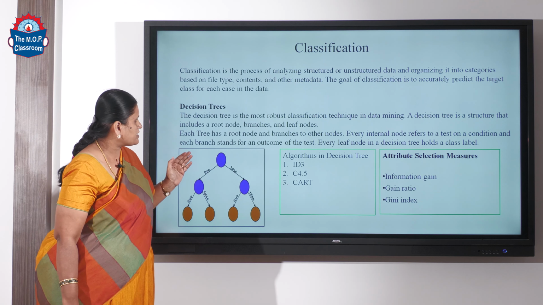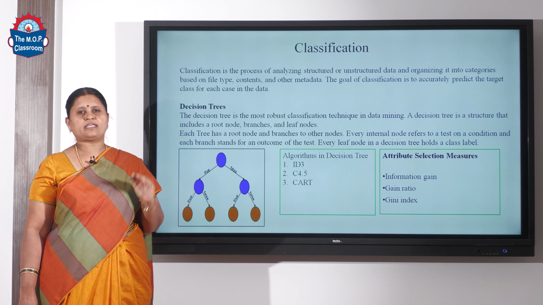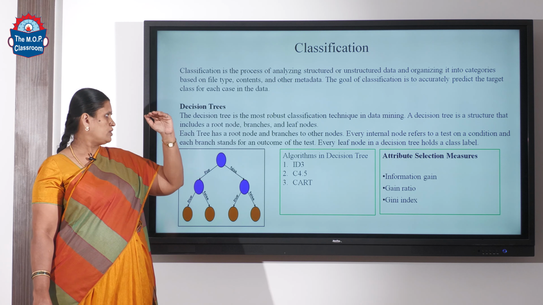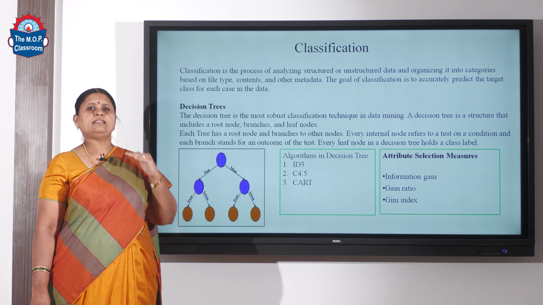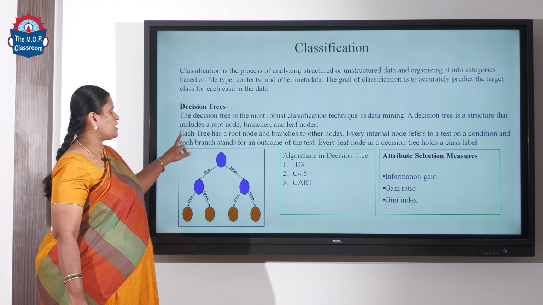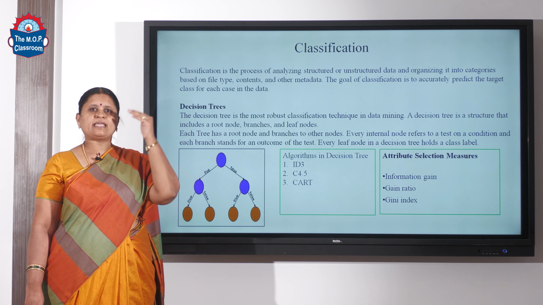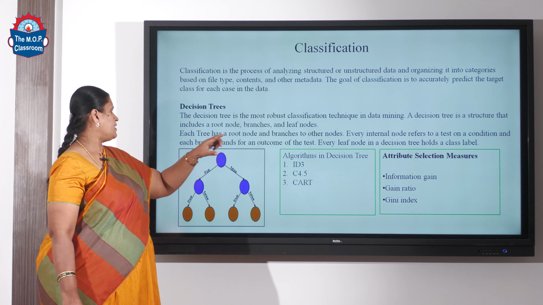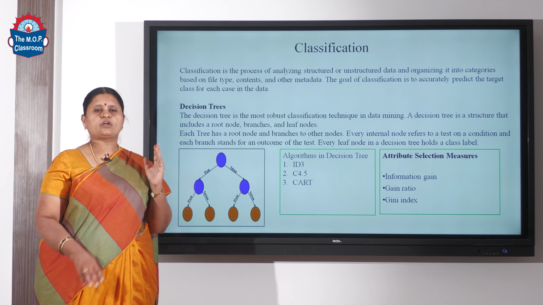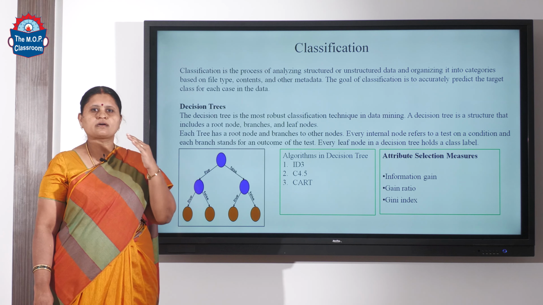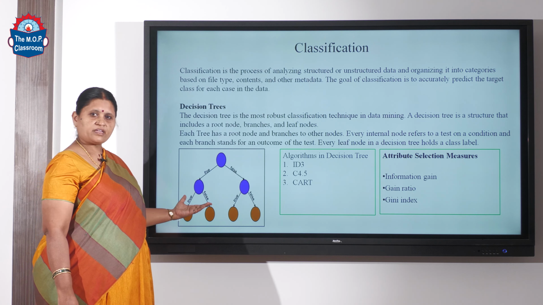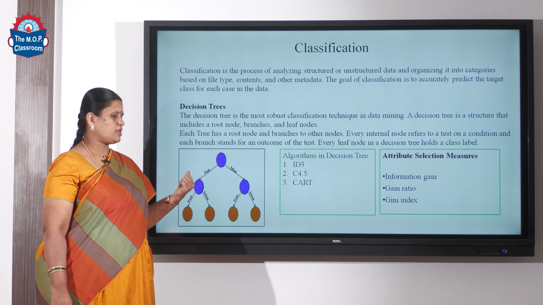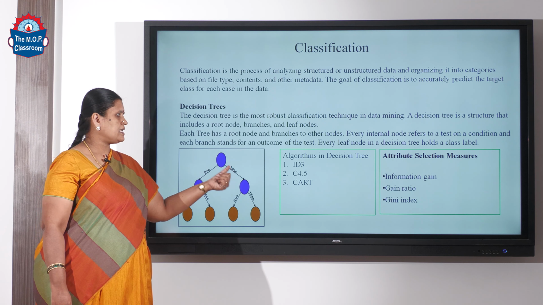A decision tree is the most robust classification technique in data mining. A decision tree is a structure which includes root, then internal nodes, and then leaf nodes. Each tree has a root node and branches to the next internal node. Every internal node refers to a condition, and each branch stands for the outcome of the test. The outcome will be the class label. This is a sample diagram for a decision tree. The algorithms that come under decision tree are ID3, C4.5 and CART.